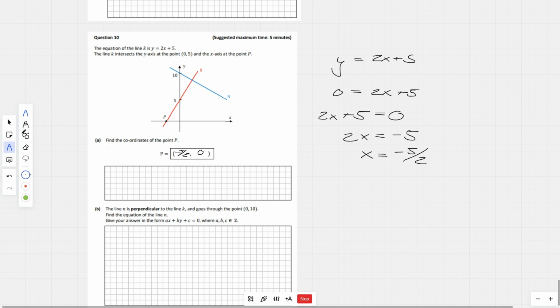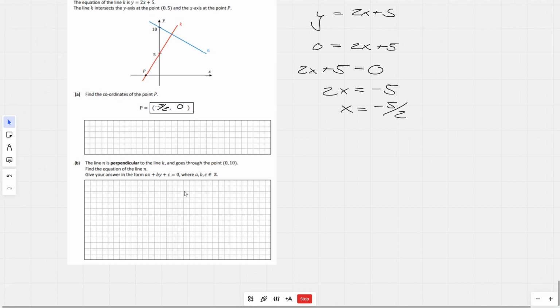And we also just want to think, does our answer make sense? And yes, that does look right. -5/2 would be like -2.5, so it's sort of right behind the y-axis there.